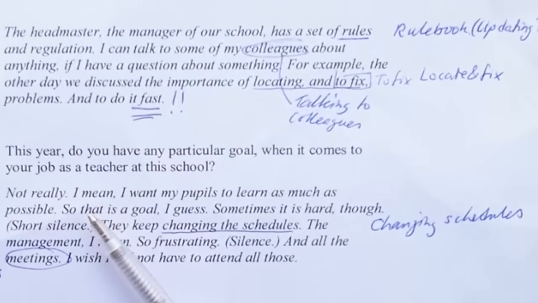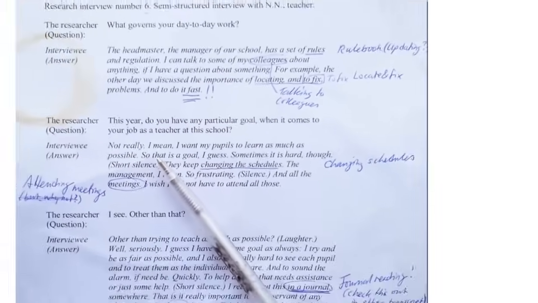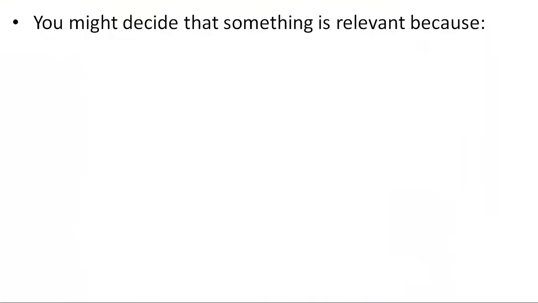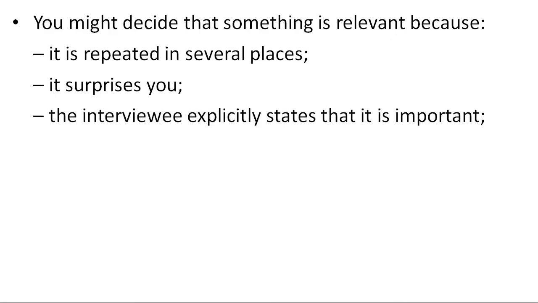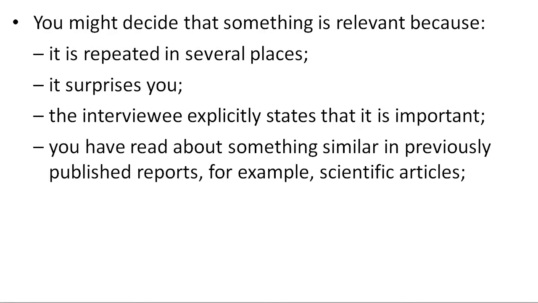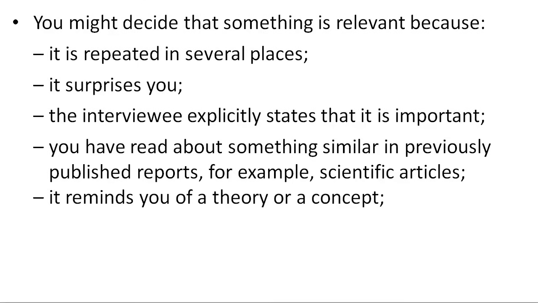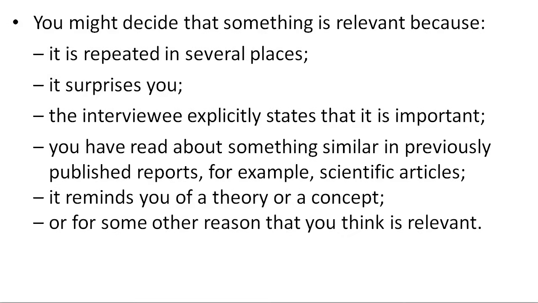So how do I know what to code, you might wonder. Well, you might decide that something is relevant to code because it is repeated in several places, or perhaps it's something that surprises you, or it might be that the interviewee, him or herself, explicitly states that this is important, or you have read about something similar in previous published reports, for example in scientific articles, or it reminds you of a theory or a concept, or for some other reason that you think is relevant.